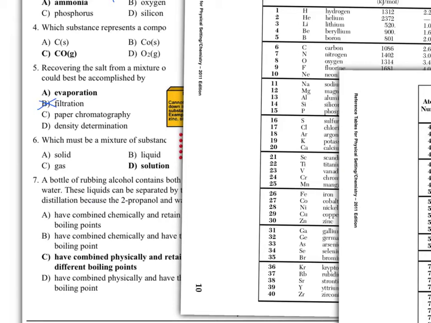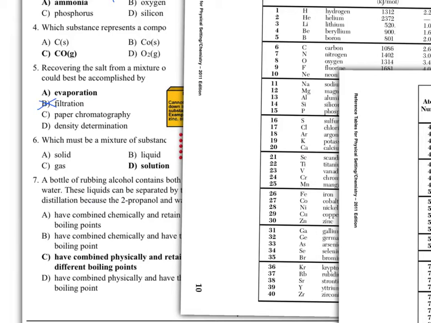Now, again, common sense should pretty much tell you that evaporating the water would be a really good option in this case for separating a dissolved solid from a liquid. Paper chromatography is a separation technique, but it's commonly used in inks to separate based on the ability to dissolve within a solvent and also the ability to attract to a piece of paper. And density determination, that wouldn't be very helpful again in separating this mixture.